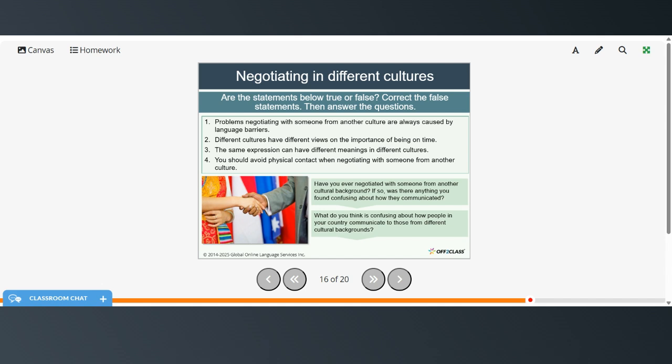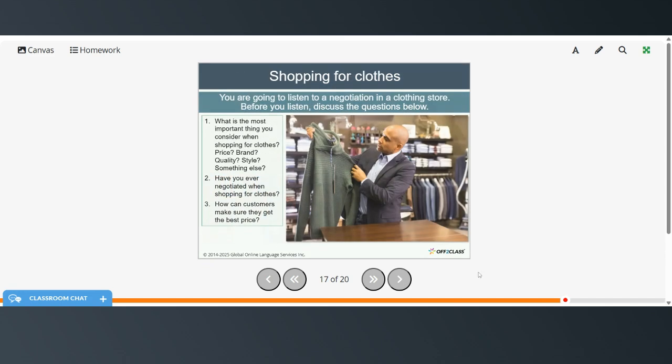So have you ever negotiated with someone from another culture? If so, was there anything you found confusing about how they communicated? And what do you think is confusing about how people in your country communicate to those from different cultural backgrounds? And you can put your answers to those questions in the comments if you'd like.